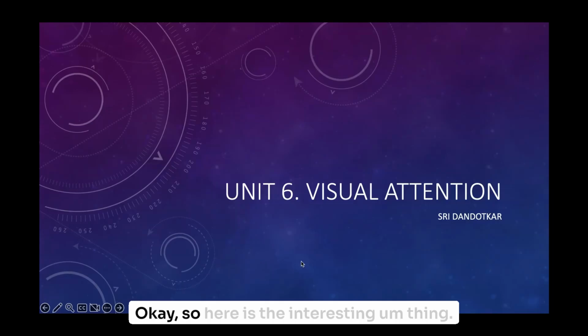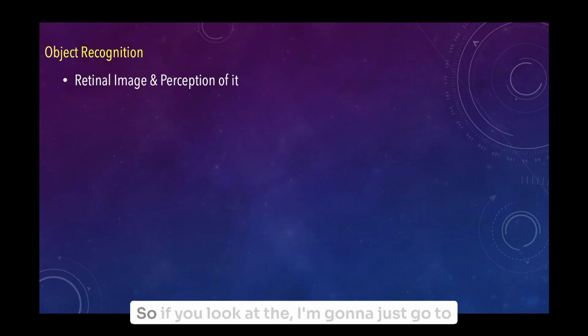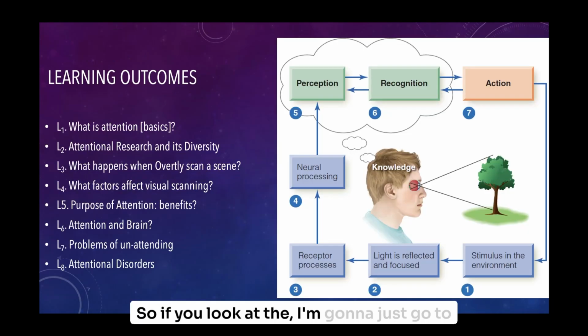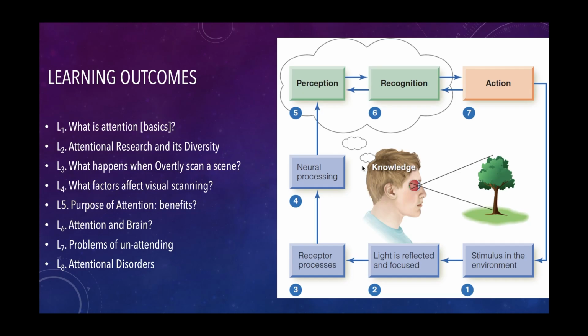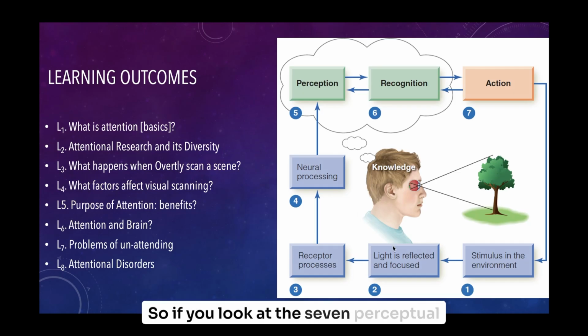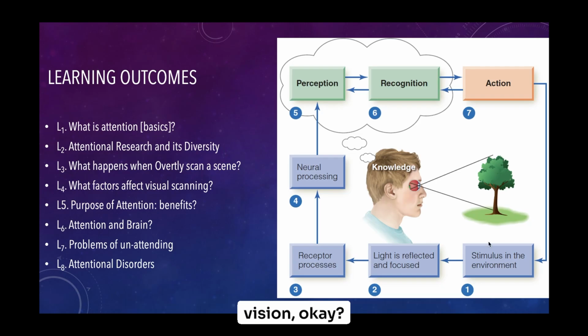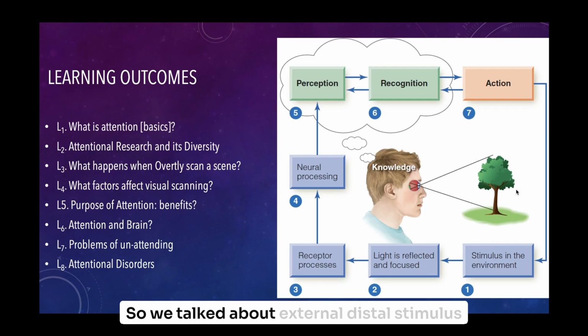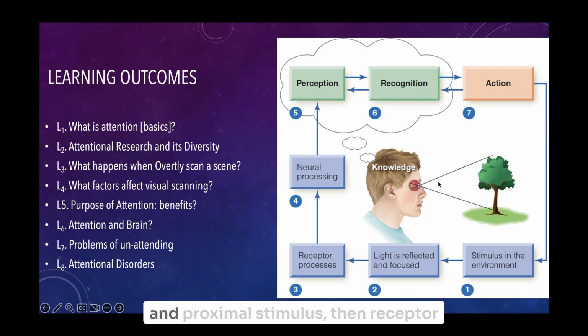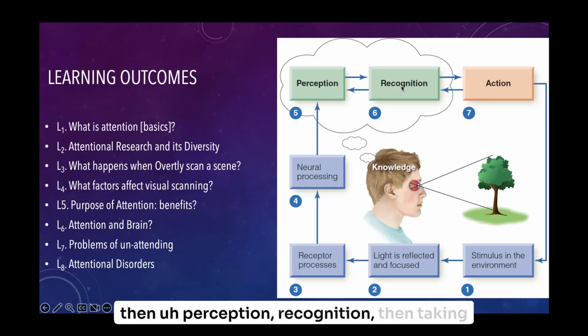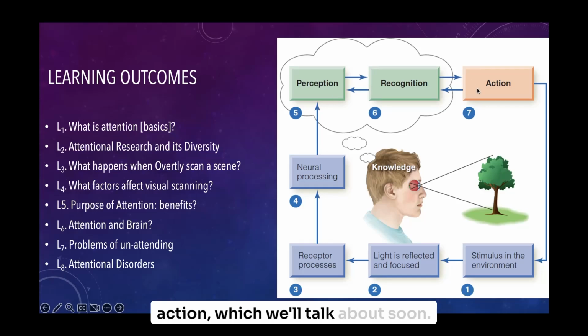Okay, so here is the interesting thing. If you look at, let me just go to this picture first, the seven perceptual processes that we've discussed so far, we started with the external. Let's stick to vision. We talked about the external digital stimulus, then proximal stimulus, then receptor processes, and then neural processes, then perception, recognition, then taking action, which we'll talk about soon.